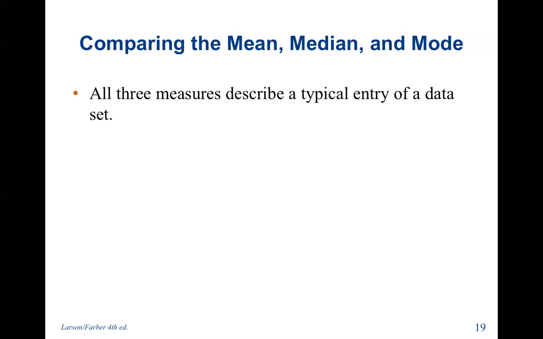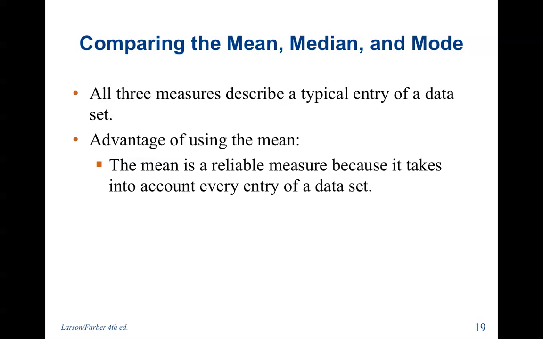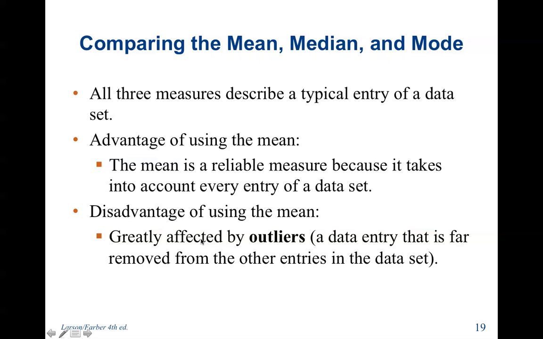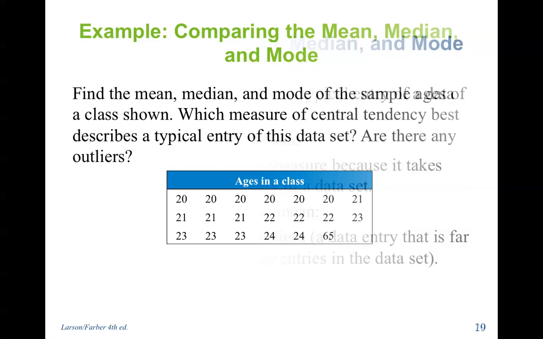All three measures describe a typical entry of a data set. Now, they each have their different advantages and disadvantages. The mean is a very reliable measure because it takes every entry into account, but it is very affected by outliers from the data. A data entry that is far removed from the other entries of the data set is what we call an outlier.